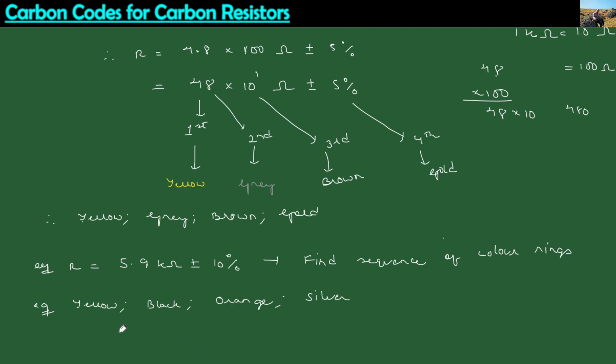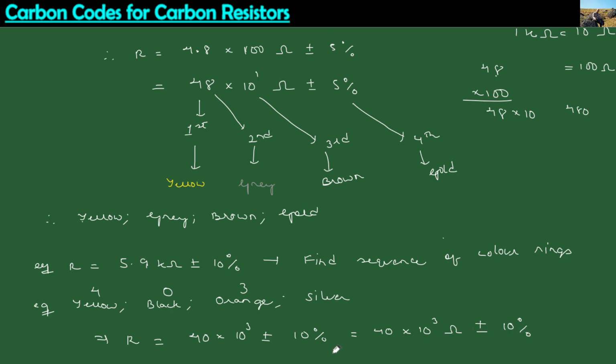So from here, suppose I solve for this resistance R. What is the value of yellow? It is 4. Black will be 0. Orange will be 3. And silver will be plus minus 10%. So 4, 0 into 10 to the power 3, the digit multiplier, plus minus 10%. 10 to the power 3 is kilo ohms. So 40 into 10 to the power 3 ohms, plus minus 10%.